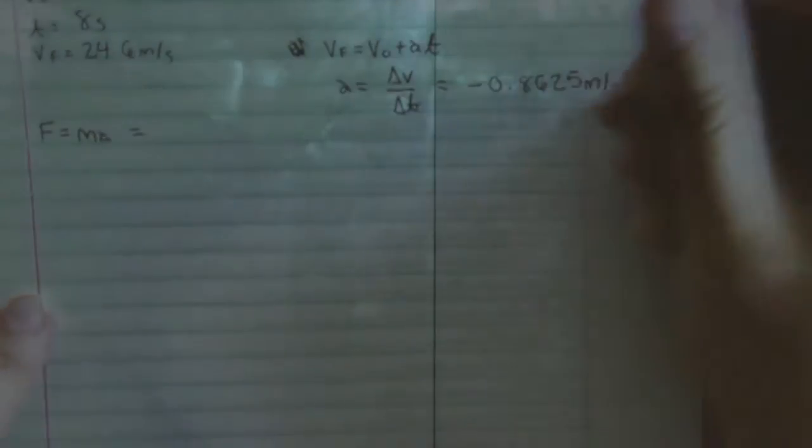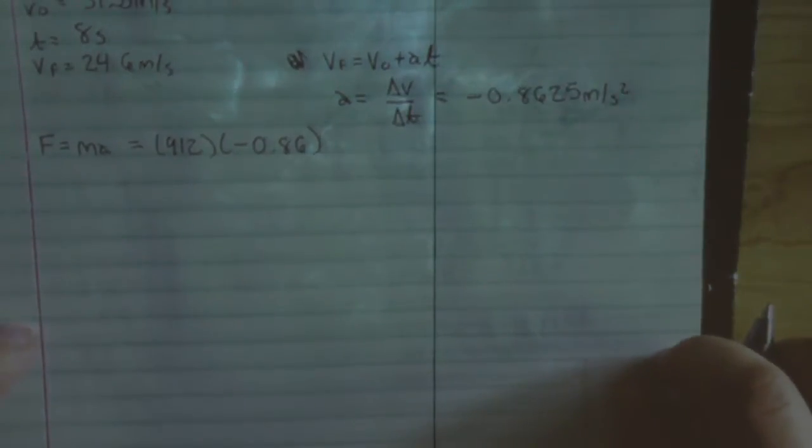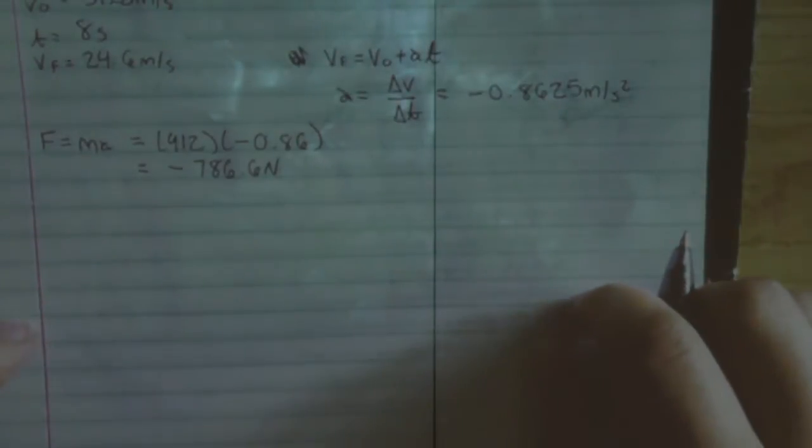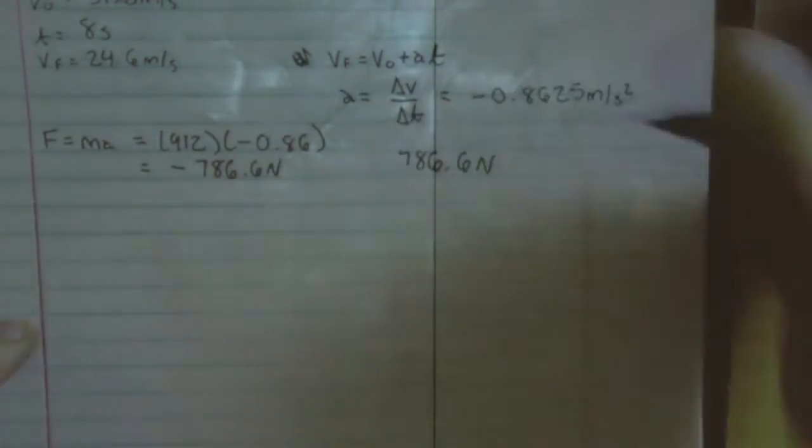So then to get our force, force is equal to mass times acceleration, which will be equal to our mass of 912 times our acceleration of negative 0.86 whatever. So for our force, we get negative 786.6 newtons. So the magnitude of our force is 786.6 newtons.